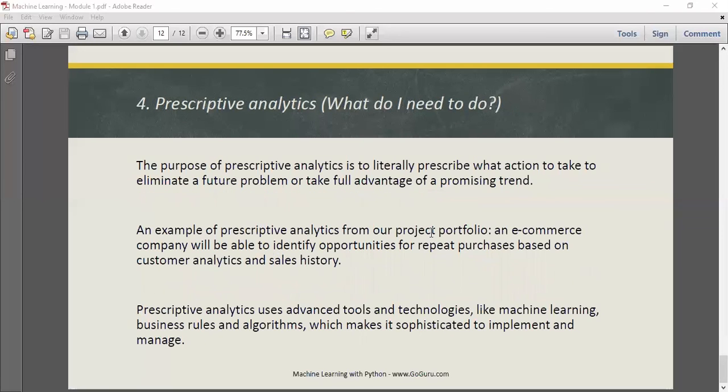And finally, this is prescriptive analytics. Prescriptive analytics is even more intelligent. It tells you what kind of action you need to take. So different companies can use it in different ways. For example, e-commerce companies can use the analytics to take advantage of either a problem or an opportunity that they can exploit.